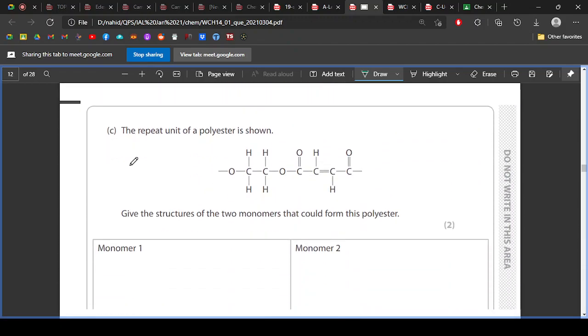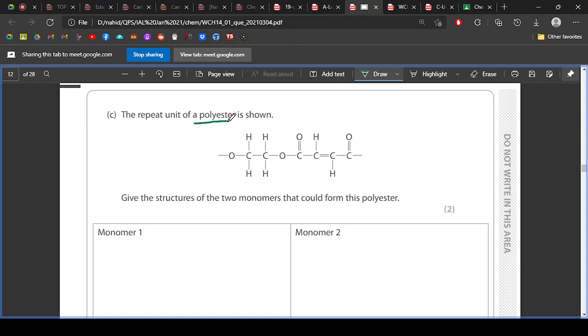So, coming to part C, they said this is a polyester. We talked about polyesters a few days back, I think at the end of topic 15 D. We talked about different types of polyesters. They said give the structures of two monomers that could form this polyester. Now this is the repeat unit. This is a single repeat unit.